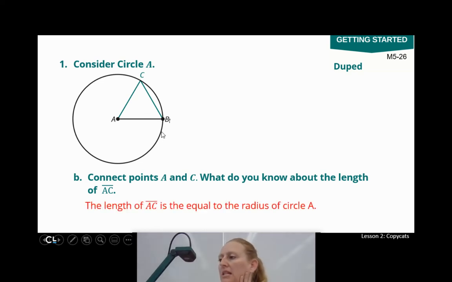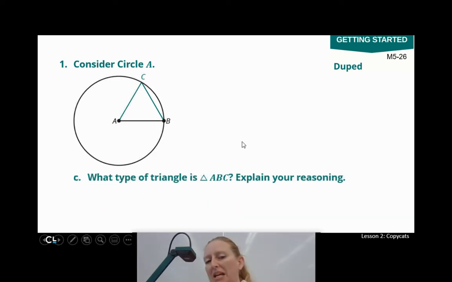So the length of AC is equal to the radius of circle A. So I know AC is the same as AB. So let me ask you this question then. What type of triangle is triangle ABC? Hit pause, jot down your thoughts, hit play to keep the discussion going.